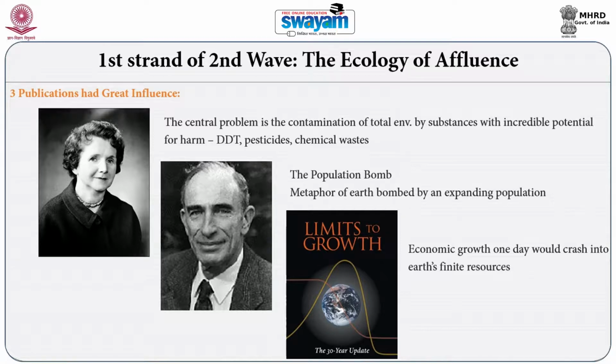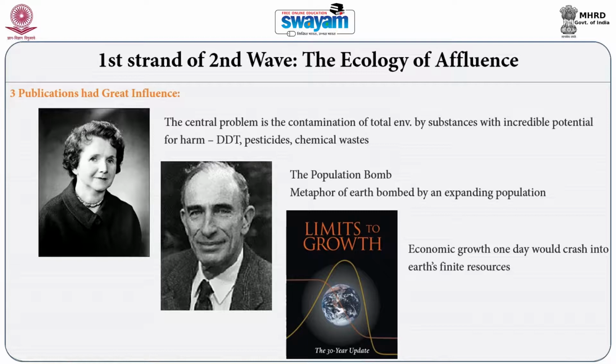For example, the central problem for Rachel Carson's Silent Spring is the contamination of the environment by substances with incredible potential of harm. This book talks about pollution and degradation of nature coming out of DDT, industrial effluents, and industrial waste. Therefore, it is the pollution from pesticides, industrial effluents, DDT, and chemical waste that emerged as the central challenge for Silent Spring.